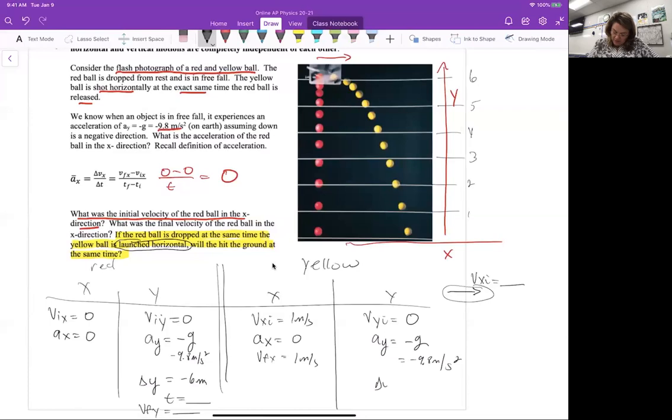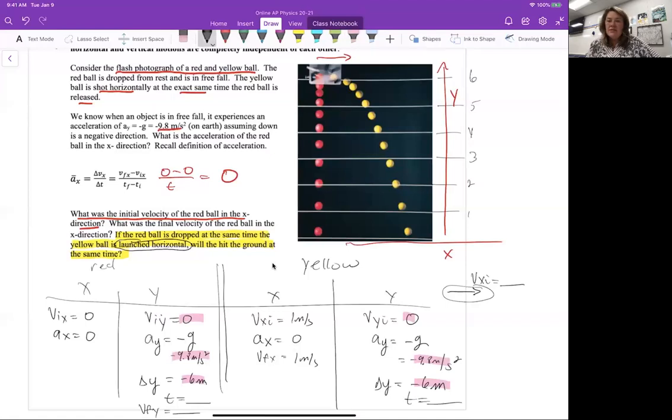And I say delta y of the yellow ball is the same as the delta y of the red ball. That's negative 6 meters. Let's see, 3 things. What are the 3 things? 0, negative 9.8, negative 6. Go back over here to the red ball: 0, negative 9.8, negative 6. Can I solve for time over here? Yeah, I got 3 things.